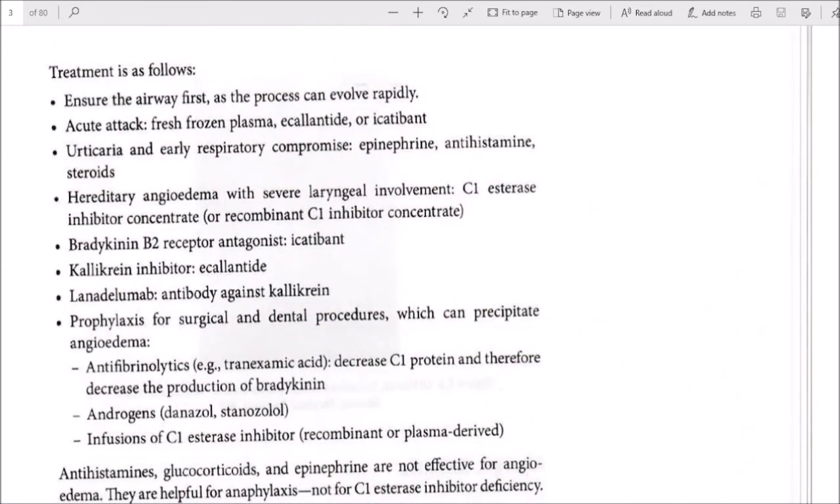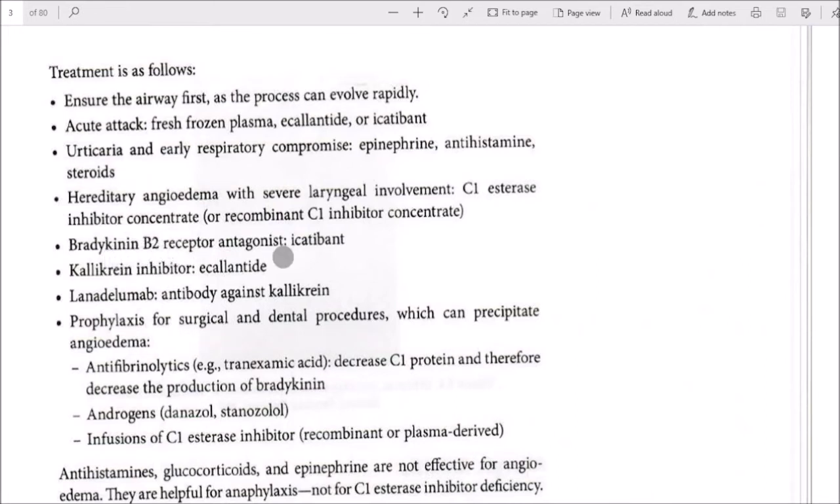Treatment is as follows: ensure the airway first, as the process can evolve rapidly. Acute attack: fresh frozen plasma, ecallantide or icatibant. Urticaria and early respiratory compromise: epinephrine, antihistamines, and steroids. Hereditary angioedema with severe laryngeal involvement: C1 esterase inhibitor concentrate or recombinant C1 inhibitor concentrate.